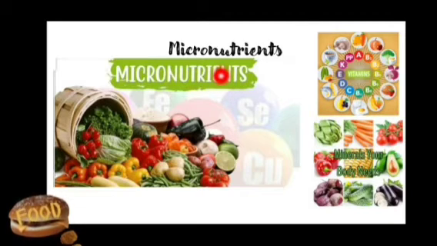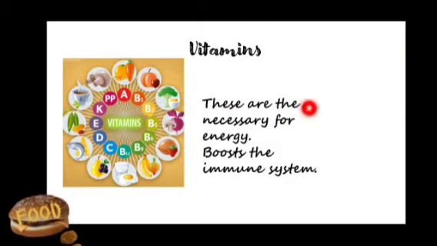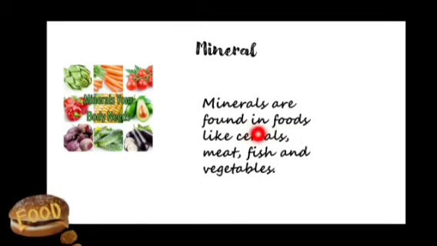Micronutrients. The micronutrients are the major group of nutrients that is needed for our body. They include vitamin and minerals. Vitamins. These are necessary for energy production, immune system and other functions that are helpful in the function of our body. Vitamins are the organic compounds that are made from animal and plant source products. This boosts the immune system in our body. Minerals. Minerals are found in food like cereals, bread, meat, fish, vegetables, and these play the vital role in muscle contraction, water balance and many more things.